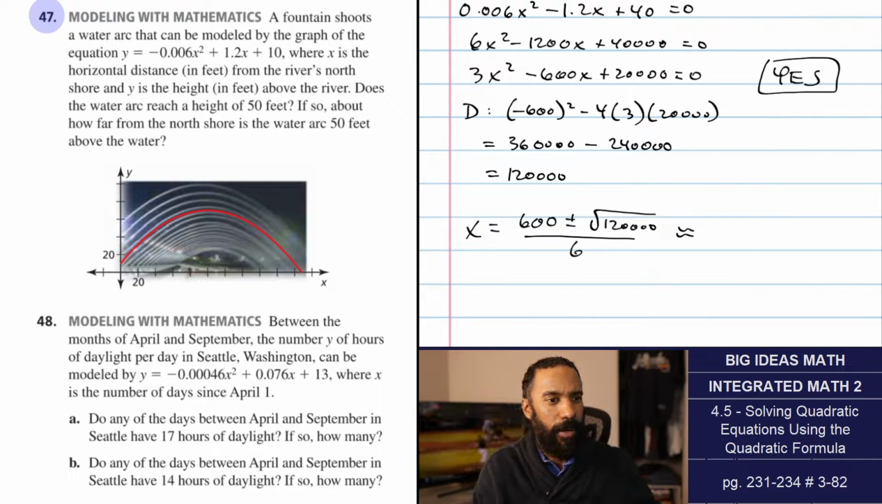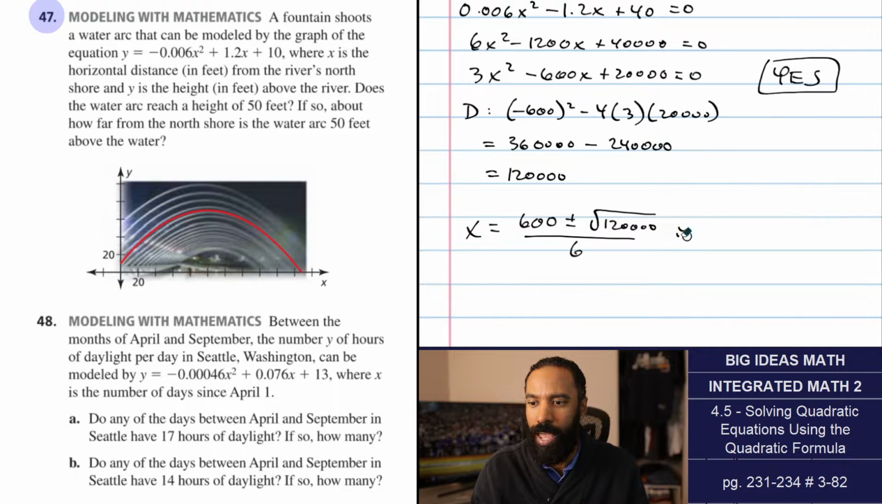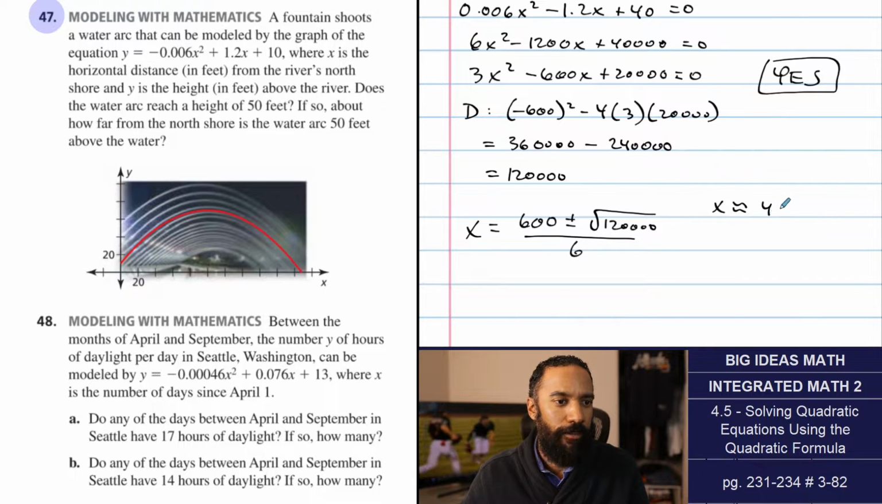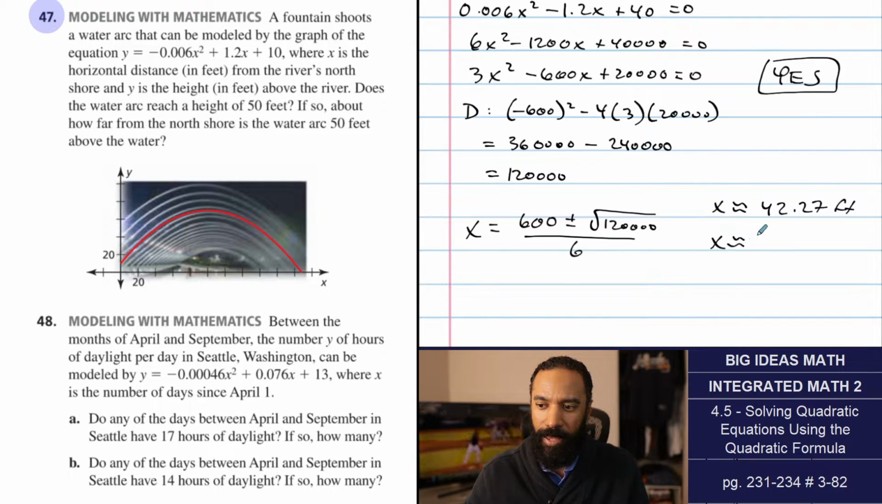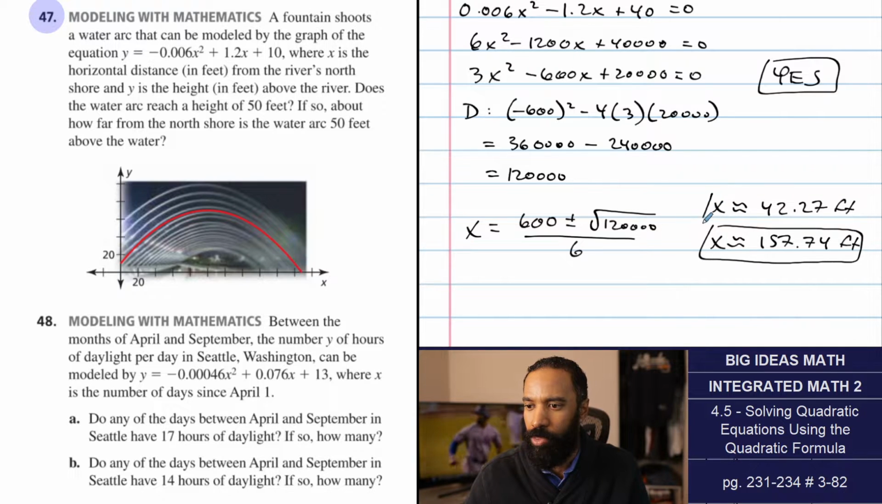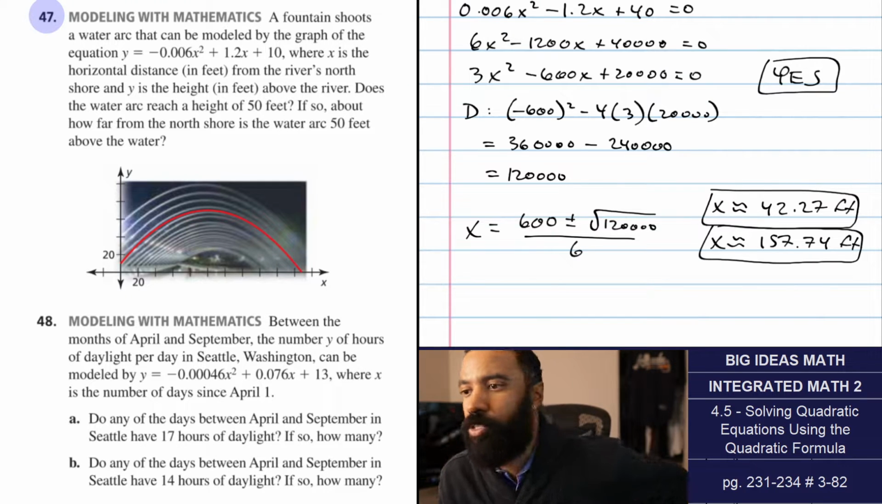So about, let's just do the plus. No, I'm sorry. There's probably a minus involved. Let's double check because it can hit both ways, right? Of course. Let's look at the minus as well. Yeah. Okay. So there are two different answers here. So x is either from the minus version, 42.27 feet, and 157.74 feet. So this far away from the North Shore. So that's where it's going to hit the 50.